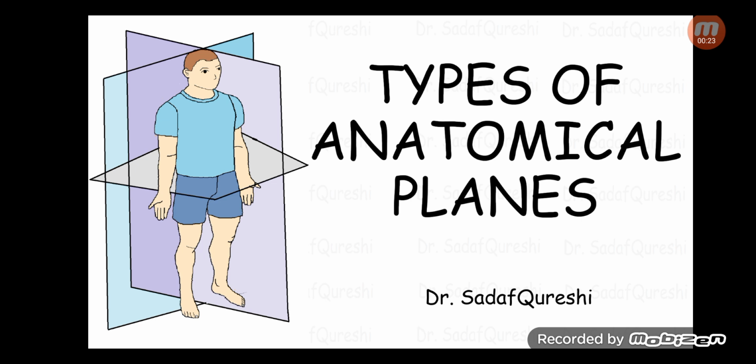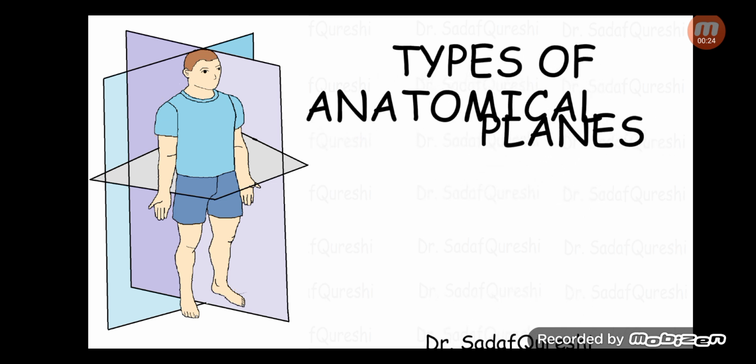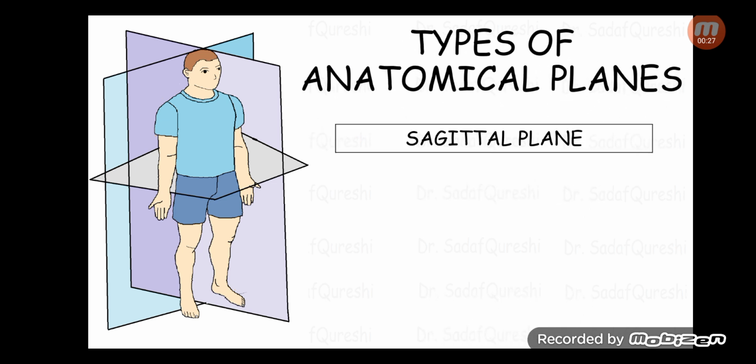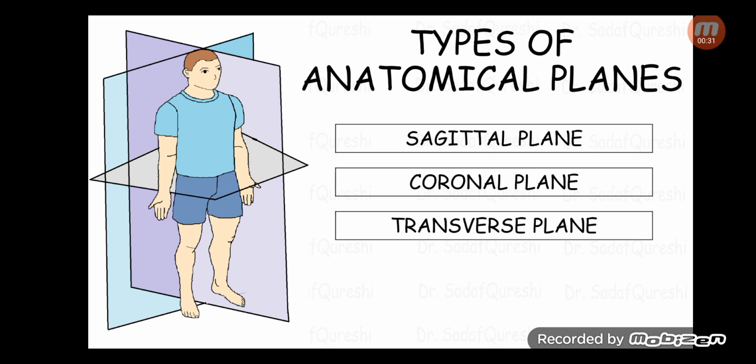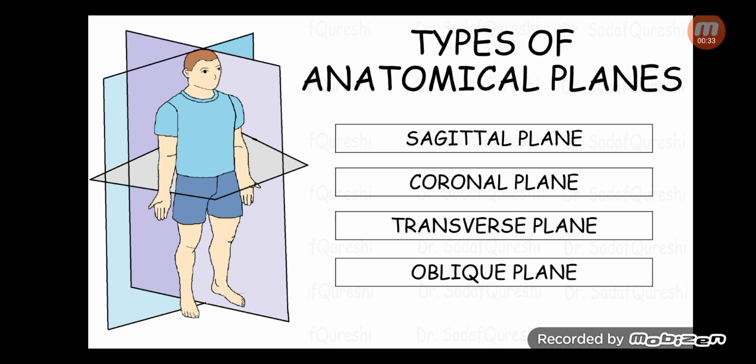Now let's talk about what types of anatomical planes there are. We have the sagittal plane, the coronal plane, the transverse plane, and the oblique plane. The first three are the main anatomical planes, and the fourth one is an accessory anatomical plane. So overall we have four anatomical planes. Now we will talk about them one by one in detail. First we will talk about the sagittal plane.